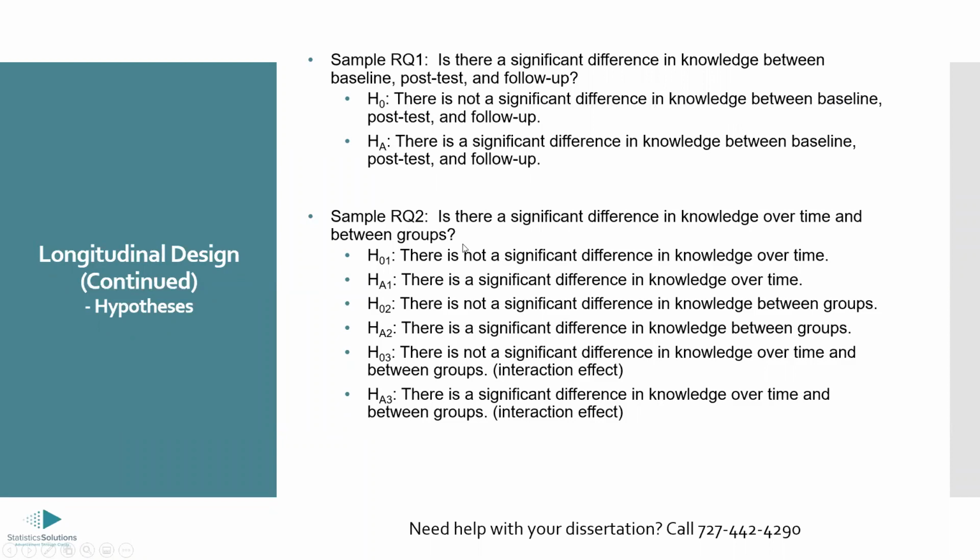Now for the mixed model ANOVA example, is there a significant difference in knowledge over time and between groups? There are 3 things to consider, 3 effects you need to examine. Is there a difference in knowledge over time? That needs 1 hypothesis. Is there a difference in knowledge between groups? That's a second hypothesis. And then is there a significant difference over time and between groups? That is usually the interaction.